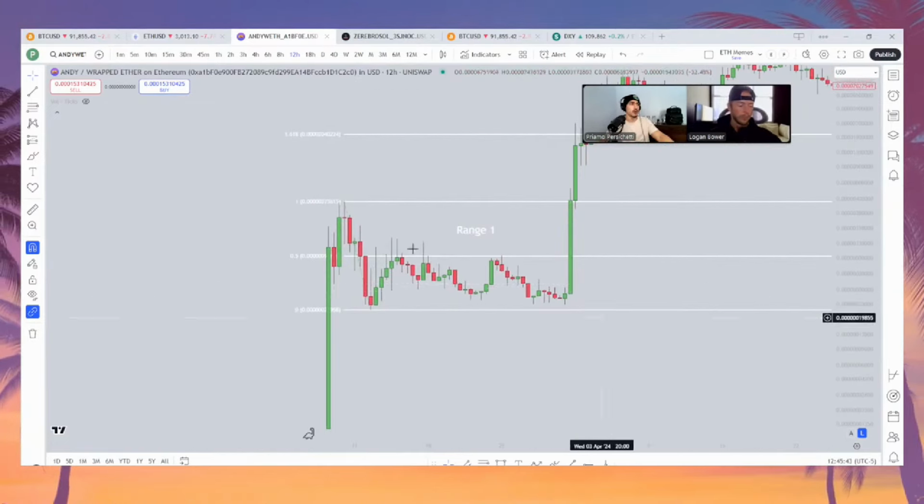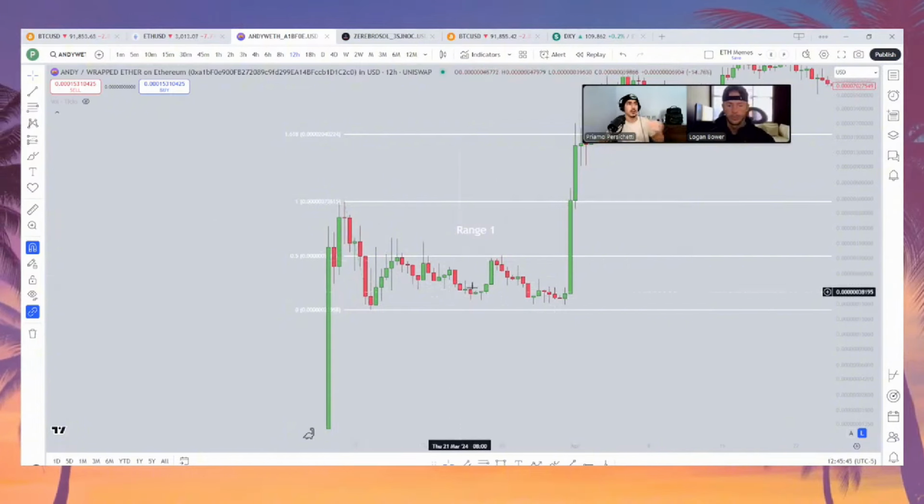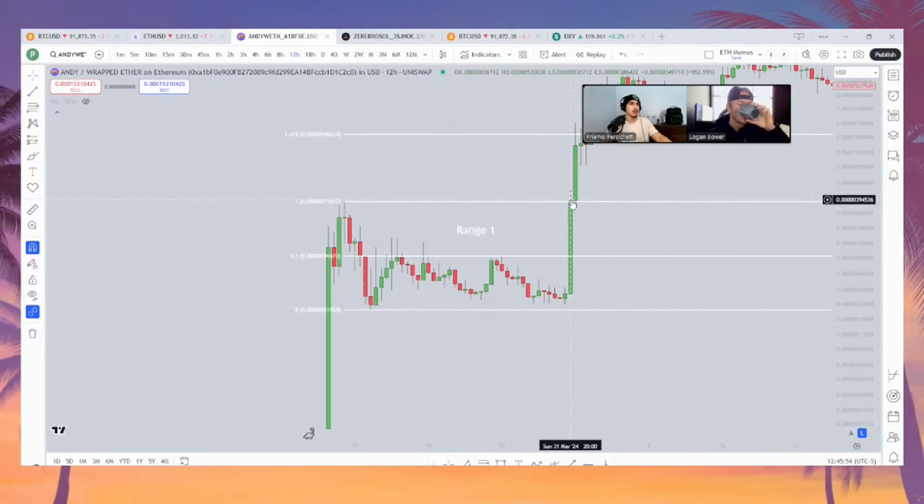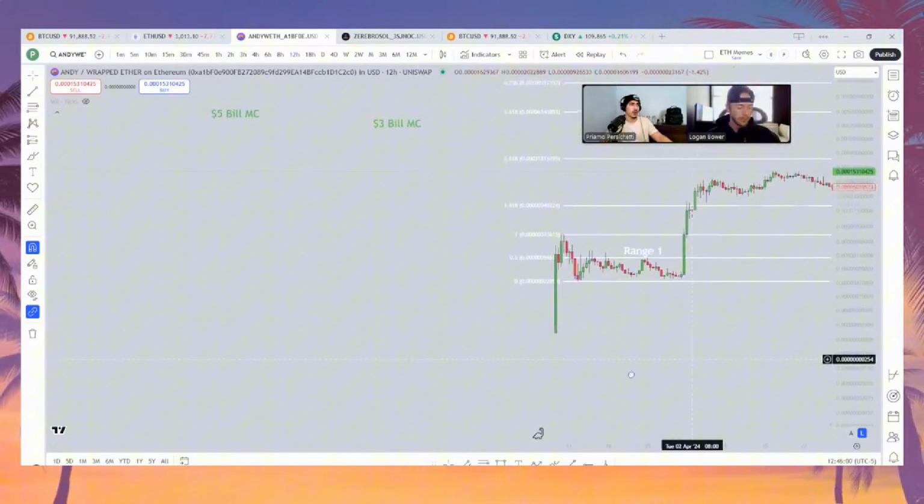When Andy first launched, this was the first range that it had created. So this is right here about, I believe, a $2 million market cap. This is about 3840. Exactly. So this is when Andy was tiny. So it created this first range right here.